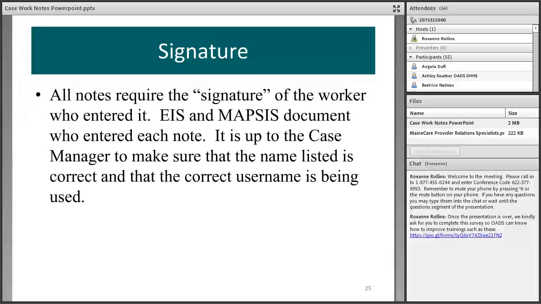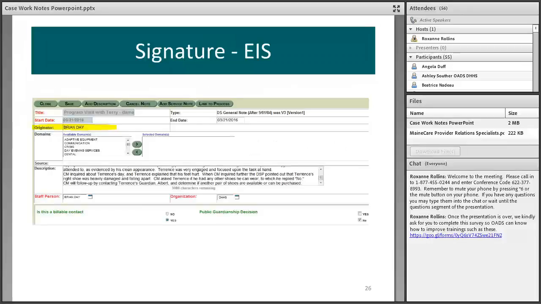Okay, signatures. All notes require the signature of the worker who entered it. So EIS and MAPSIS document who entered each note. It's up to the case manager to make sure that it's your name listed, that it's correct. Hopefully nobody's been on your computer and changed it and put their username in there. So just always check your boxes and make sure information is correct: your name, your date, all of that stuff that's in that first page.